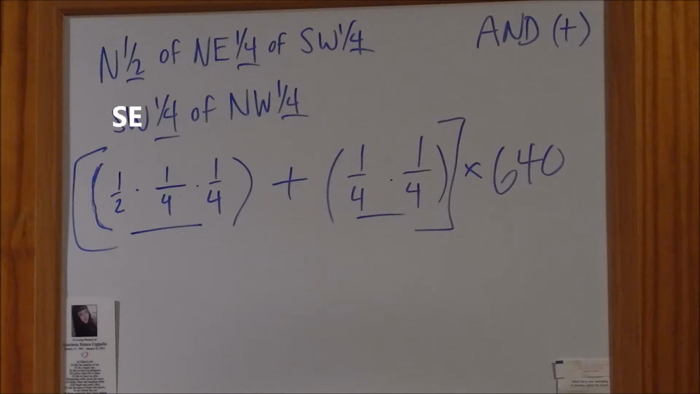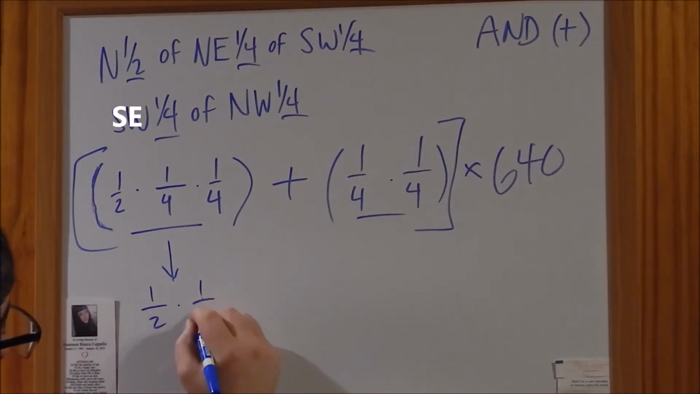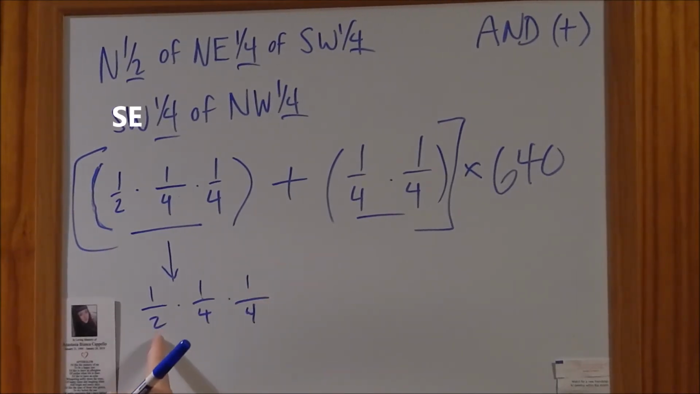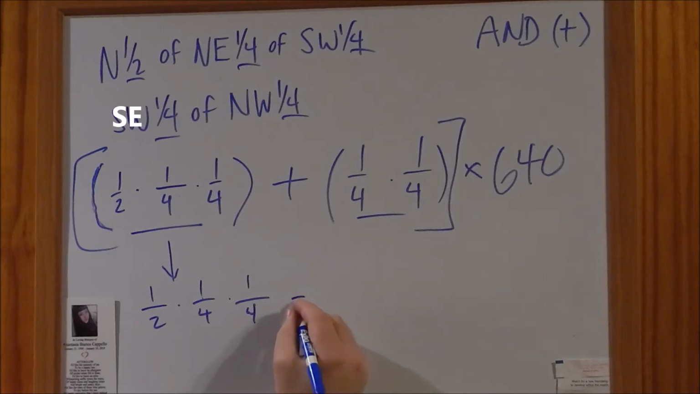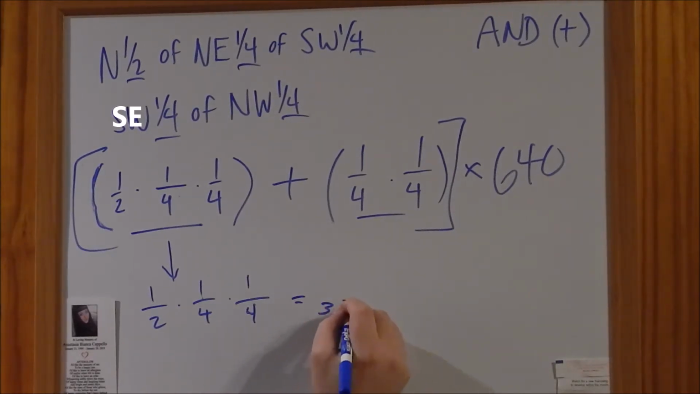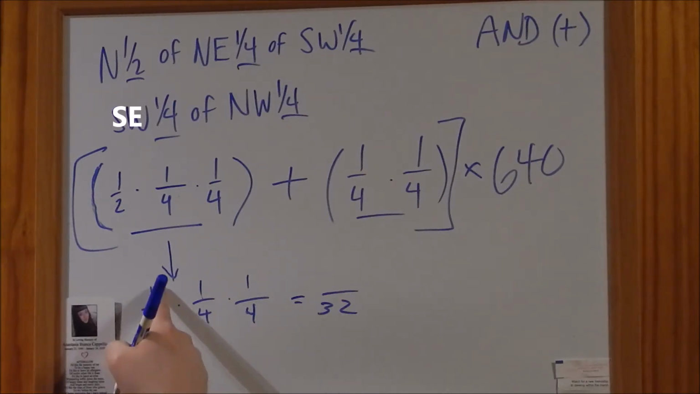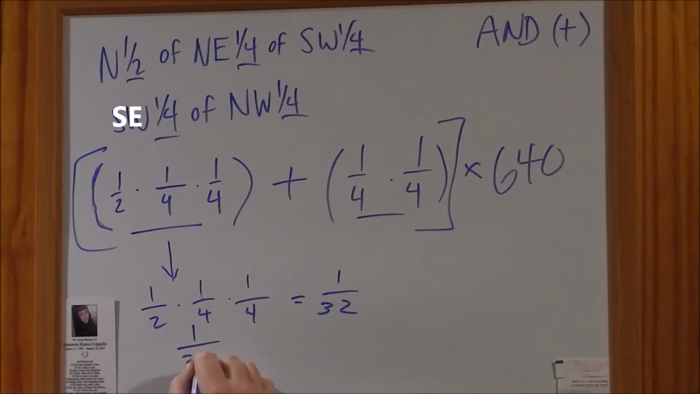Okay? If you remember from math, when we're solving for this one down here, we just multiply across. Two times 4 equals 32. 2 times 4 is 8. 8 times 4 is 32. 1 times 1 times 1 is 1. Okay? So we know that this side up here is equal to 1/32.